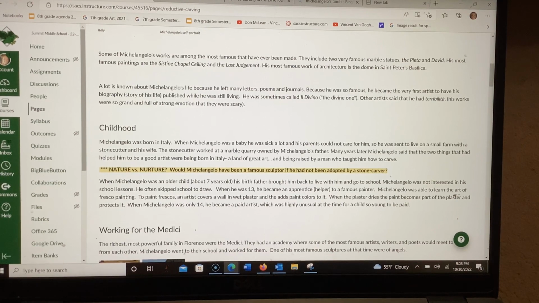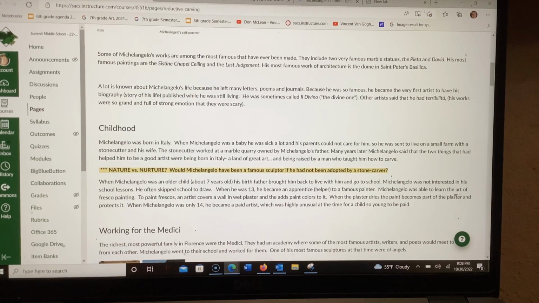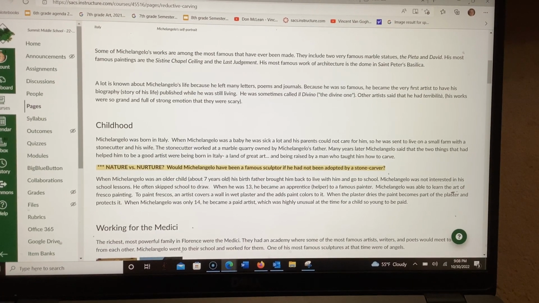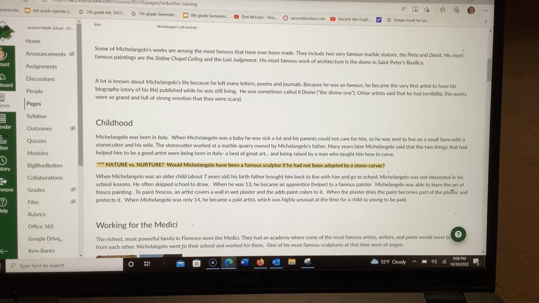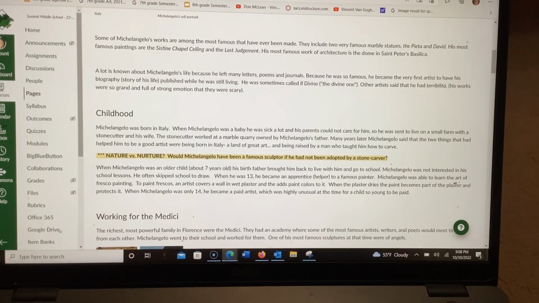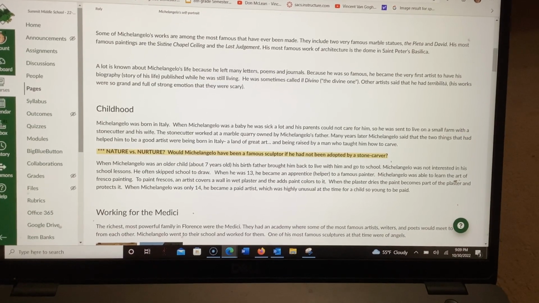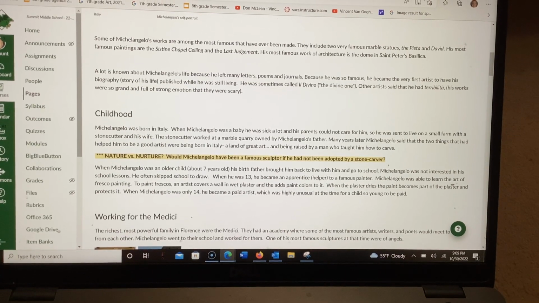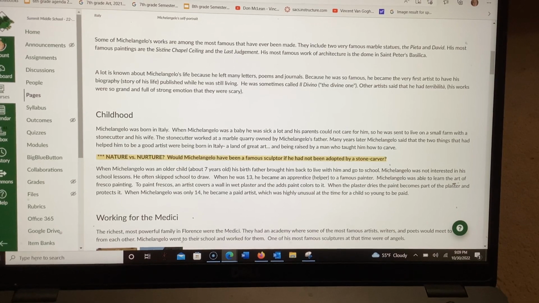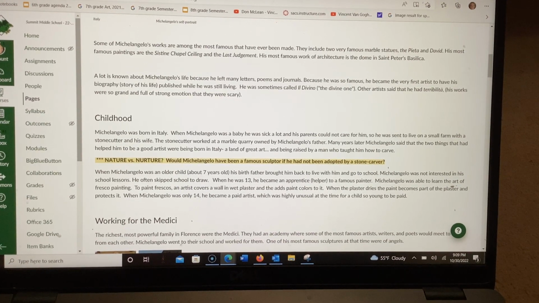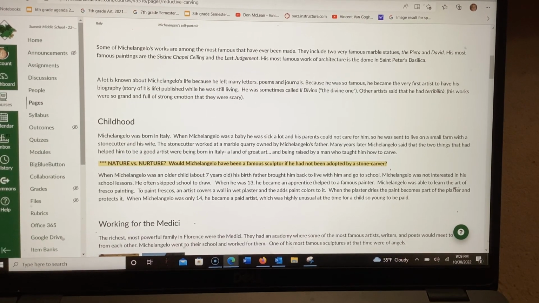A lot is known about Michelangelo's life because he left many letters, poems, and journals. Because he was so famous, he became the very first artist to have his biography, the story of his life, published while he was still alive. He was sometimes called Il Divino, the Divine One. Other artists said he had terribilità. His works were so grand and full of strong emotion, they were scary. So remember to pause if there's something important in that text that you want to write down.